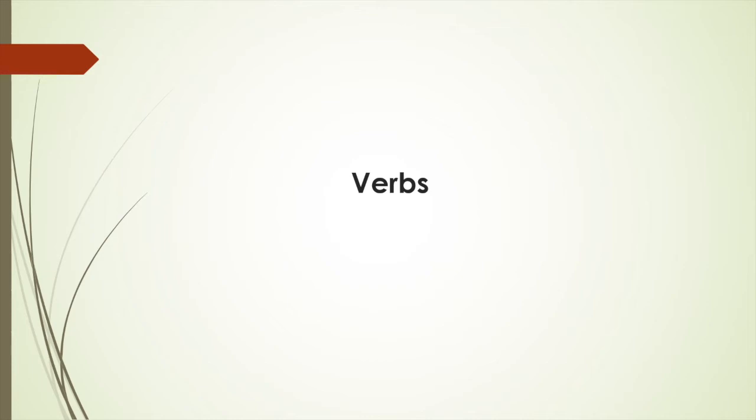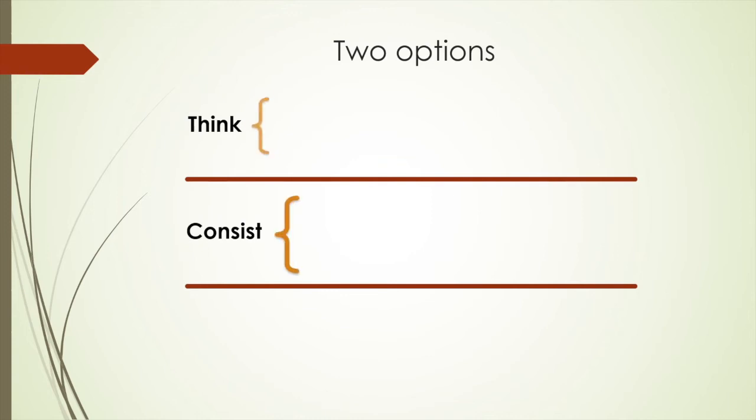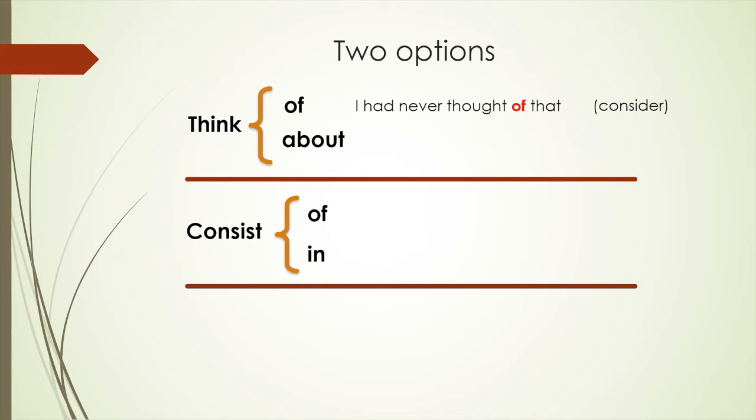Verbs. Okay, two options again to make matters more interesting. We have think and consist. Simple, right? Okay, so what is the difference between think of and think about? There's a slight difference there. I had never thought of that. It means that I had never contemplated that. Whereas when you say think about, there's a mental process involved there.